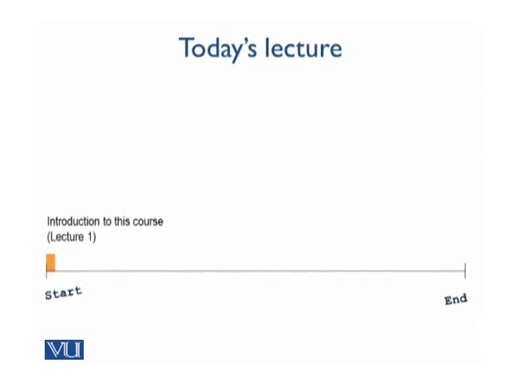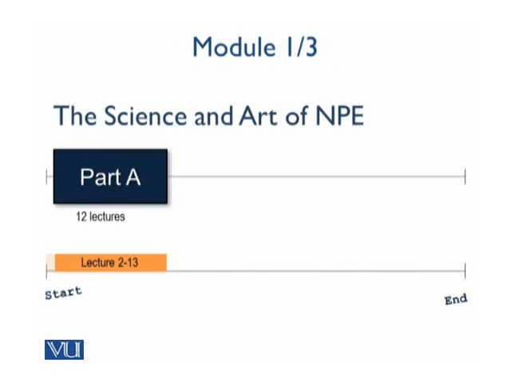After this first lecture, we'd be getting into the modules of this course, and in all we have 3 modules. The first module is titled The Science and Art of Network Performance Evaluation. Network performance evaluation is not purely science. It cannot be done in a mechanical way, where you just describe a system and some computer or algorithm gives you the system's performance. It does not work that way.